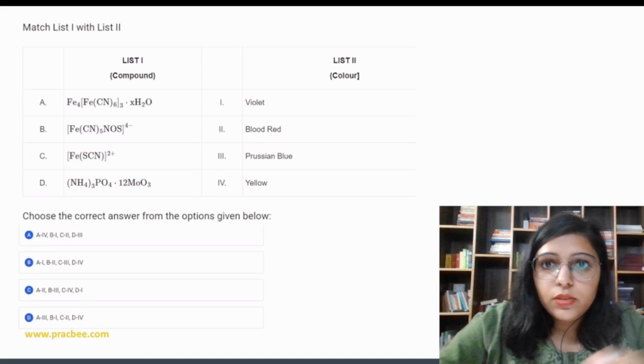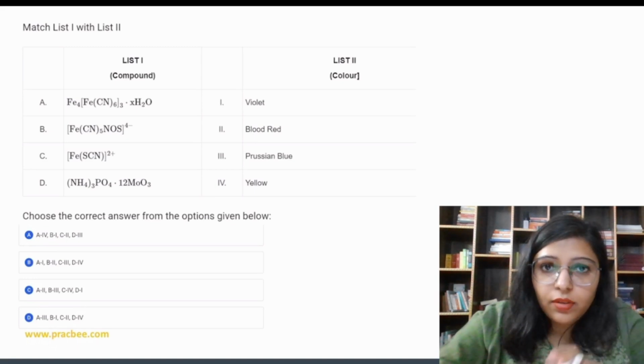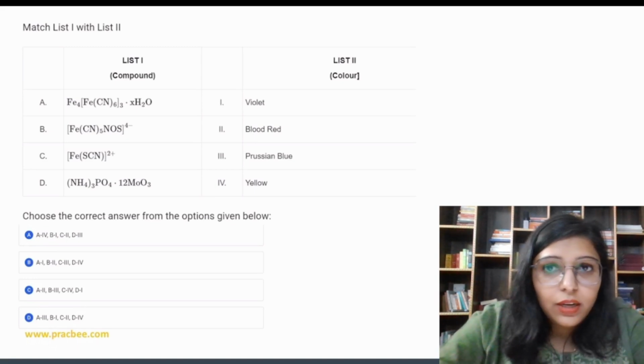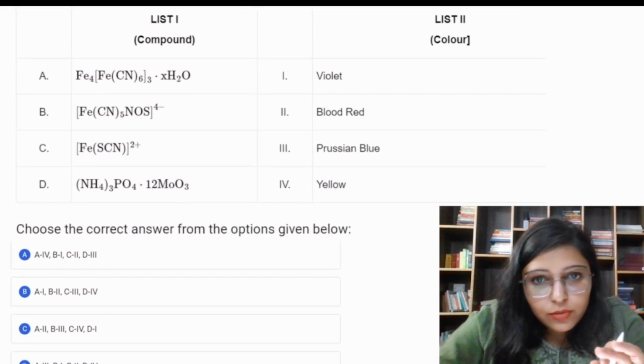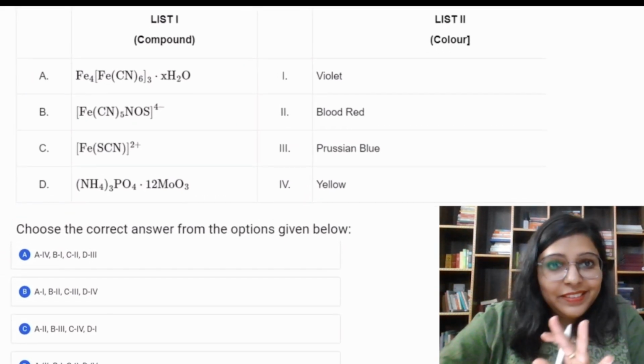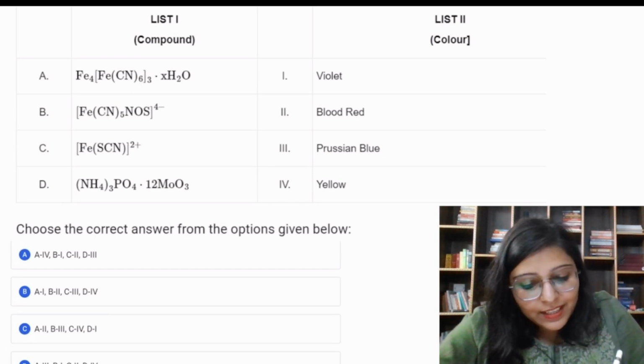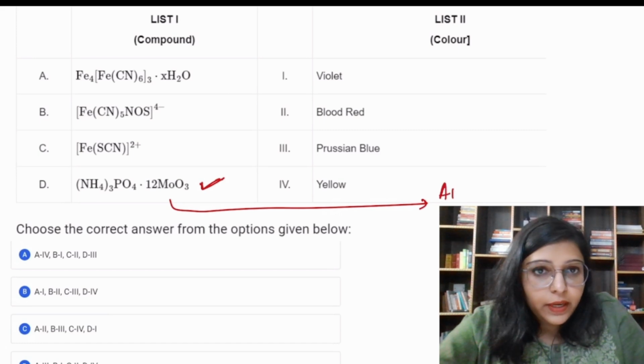Match list 1 with list 2. So we have compounds and we have to match with the color. Just try to see the most common compound, right? If you see this compound, this is what? Ammonium phosphomolybdate.